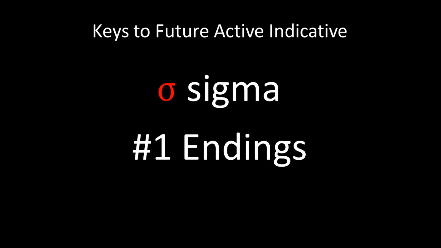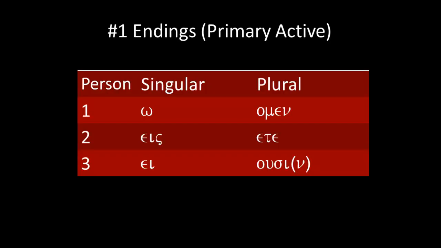Think back to the present tense. What were the keys there? Well, it was just one key, number one endings. Now for future active indicative, we have two keys. Sigma, big key, and number one endings. Two keys. Once again, those endings are o, eis, ei, omen, ete, ousi.